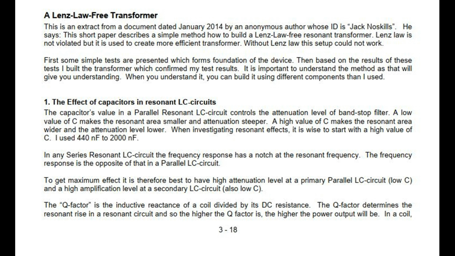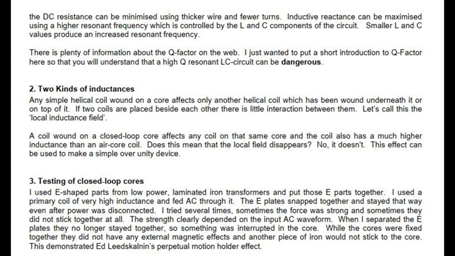The Q factor is the inductive reactance of a coil divided by its DC resistance. The Q factor determines the resonant rise in a resonant circuit, and so the higher the Q factor is, the higher the power output will be. In a coil, the DC resistance can be minimized using thicker wire and fewer turns. Inductive reactance can be maximized using a higher resonant frequency, which is controlled by the L and C components of the circuit. Smaller L and C values produce an increased resonant frequency.